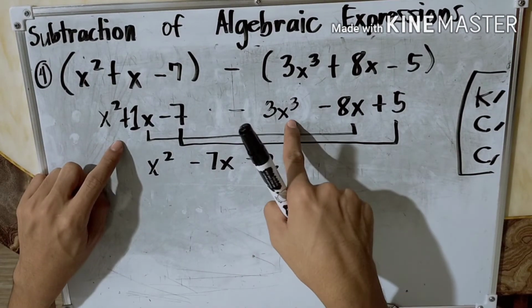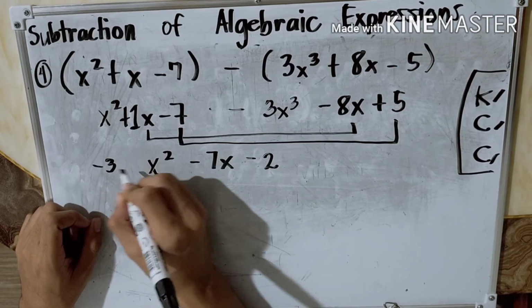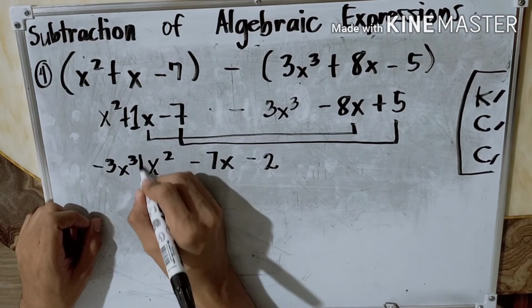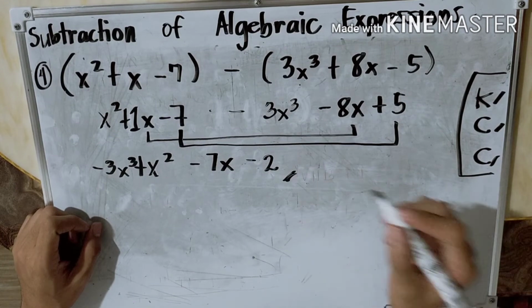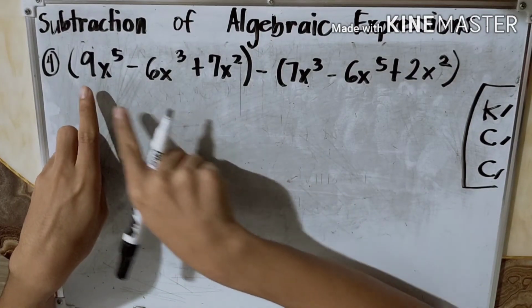Then, wala naman tayong katulad na negative 3x cube. So, dito mo siya ilalagay sa unahan. Negative 3x cube plus 3. Okay, another example.